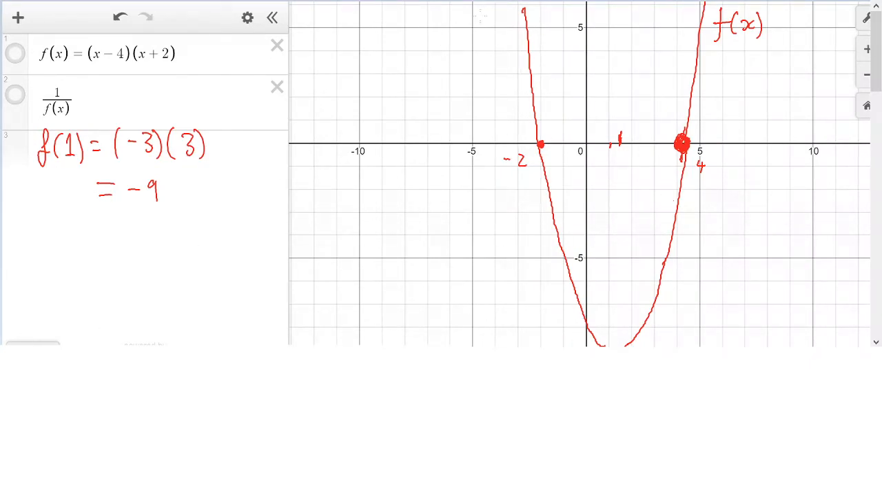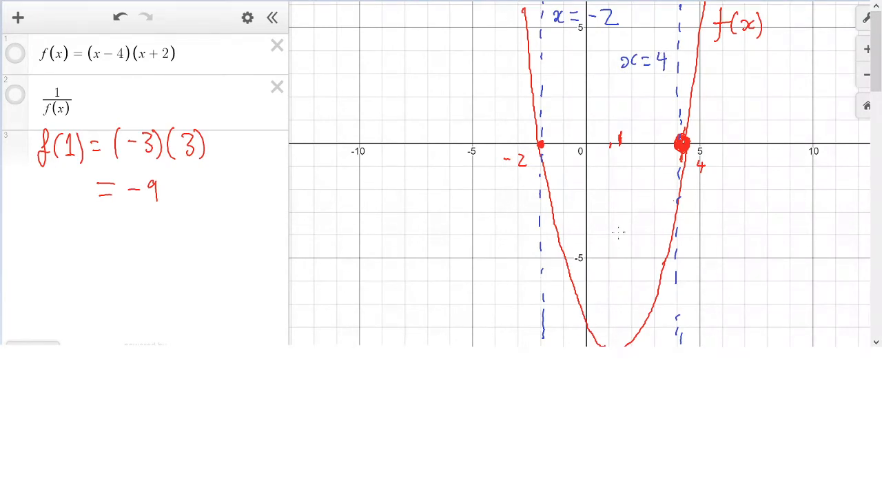So what I'm going to do is a couple of things. First of all, I know my reciprocal functions: everywhere that my original function has an x-intercept, I'm going to have asymptotes. I'm going to put them in. So I get one asymptote here at x equals -2 and one at x equals 4. So I've put them in, I've labeled them.